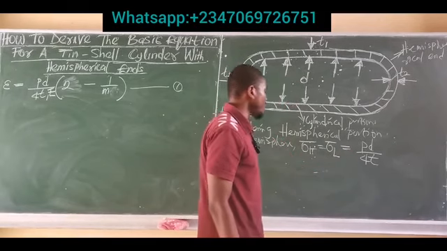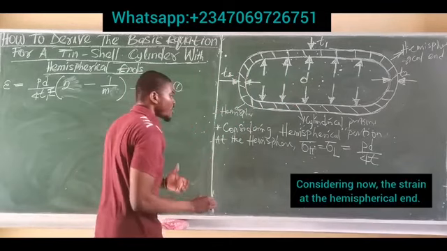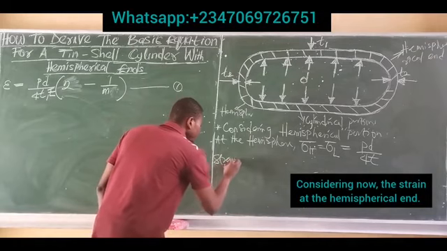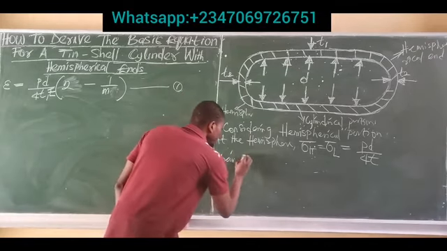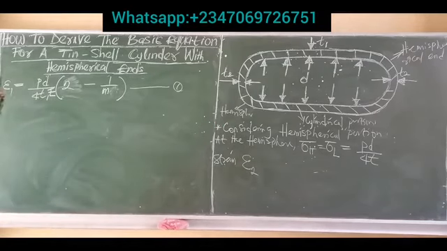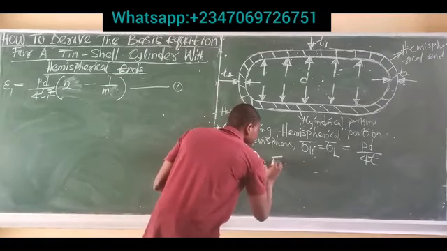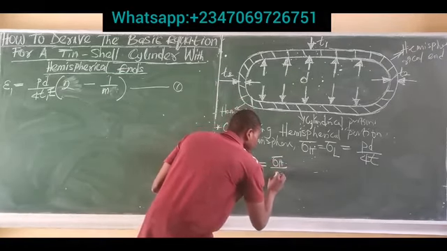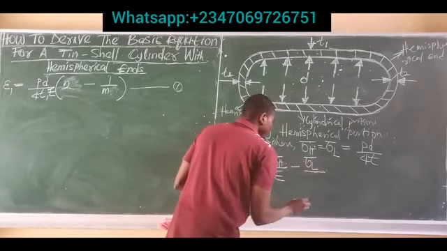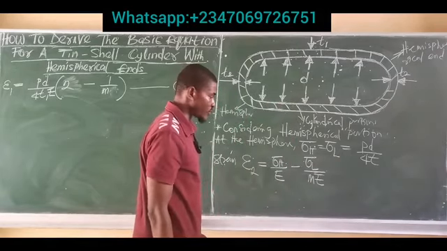PD all over 4T. If that's the case, then we have to move on straight down to the strain. The strain at the hemispherical portion, let's call this strain 2. Let's also call this strain 1. Okay, so strain 2 is now equal to, remember, the hoop stress all over the Young's modulus minus the longitudinal stress all over the Poisson ratio multiplied by the Young's modulus. This is the equation for strain.